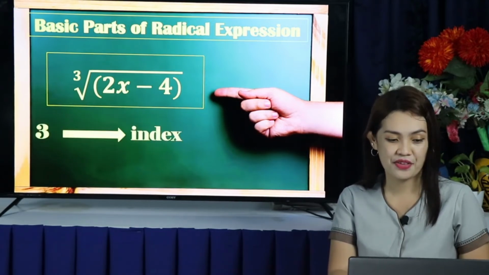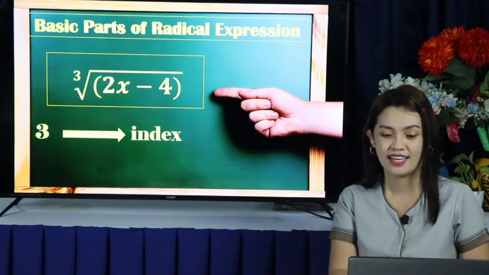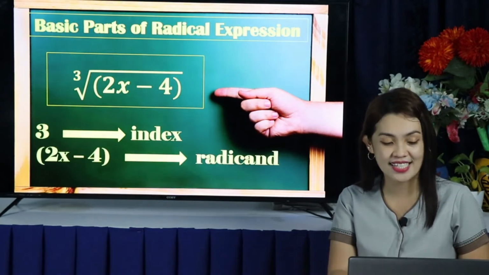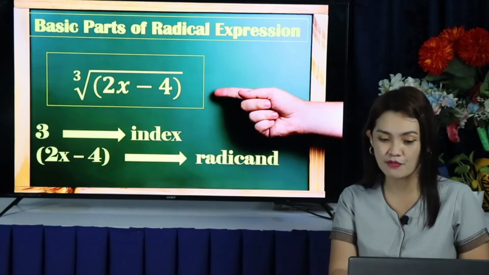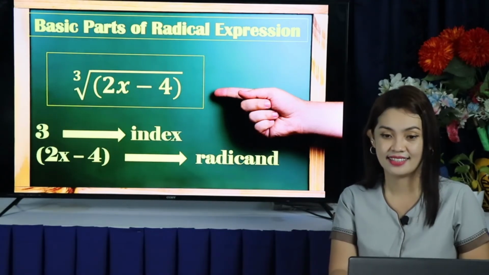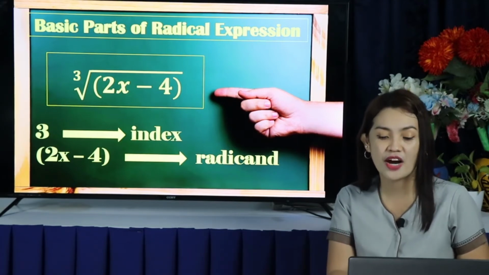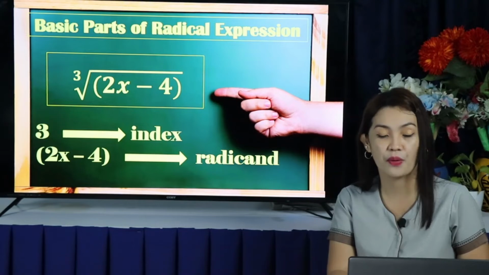Absolutely right, 3 is the index. Can you identify the radicand? Correct! The quantity 2x minus 4 is the radicand. Take note, expressions with exponents are in exponential form, while expressions with radical signs are called radical expressions.